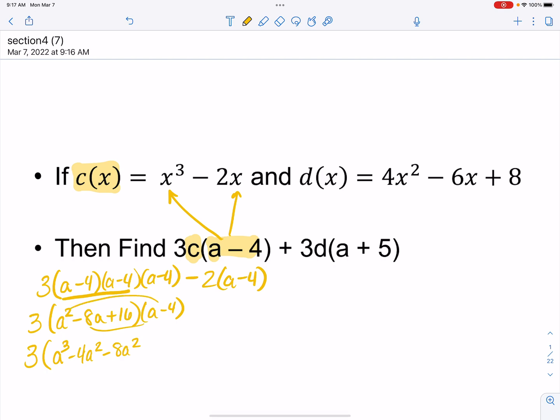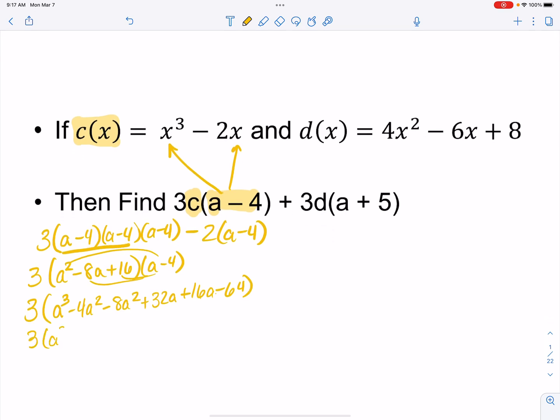So I did those two. Now I'm doing these two plus 32a. And then I'm going to do the 16 plus 16a minus 64. So now I have like terms. I have a cubed minus 12a squared plus 48a minus 64. And then I'm timesing that all by 3. So 36a squared. I don't know, 48, 96.